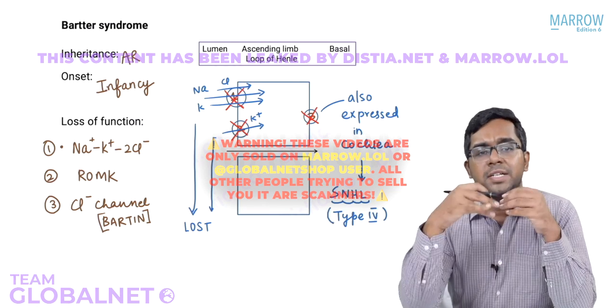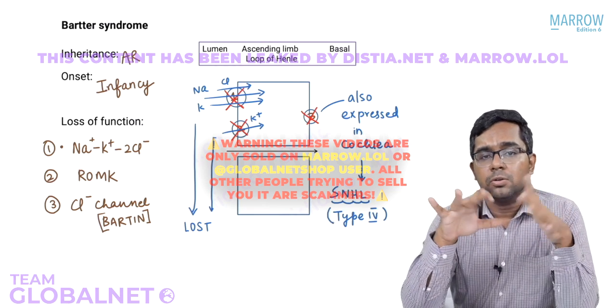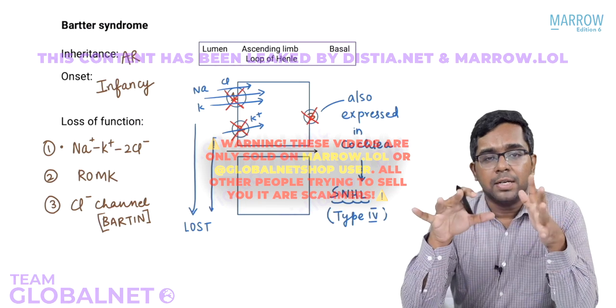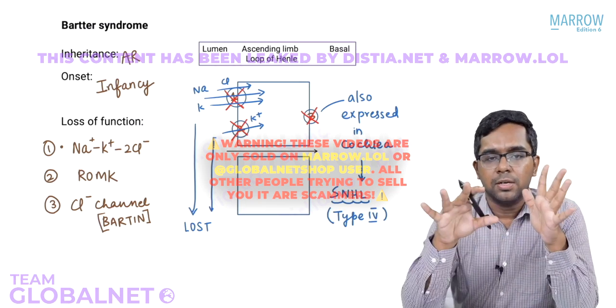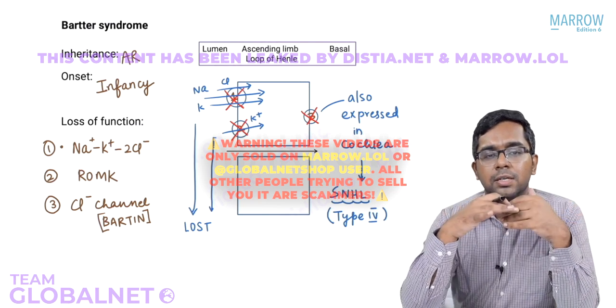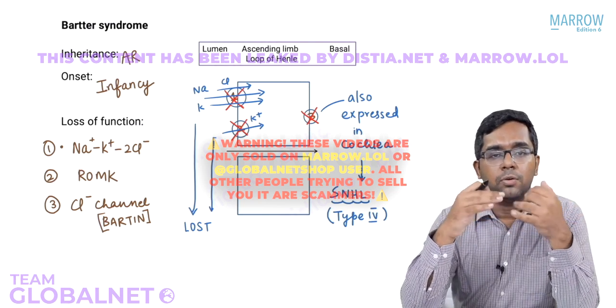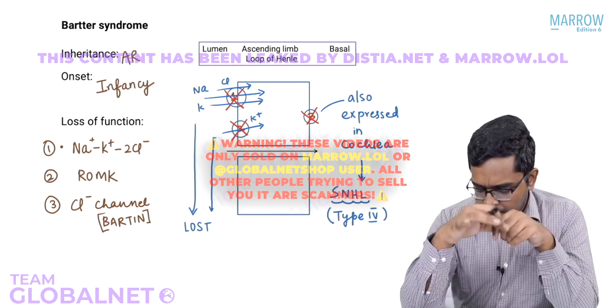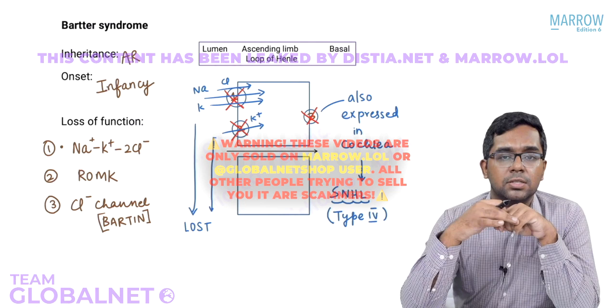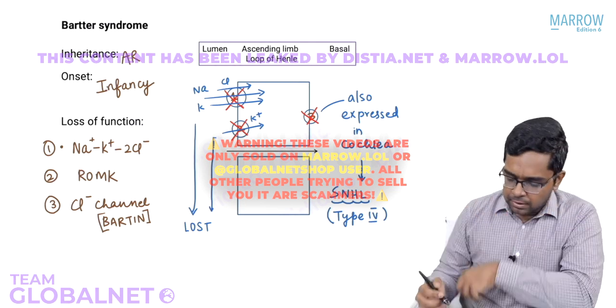Now, I don't want to concentrate much on these types of Bartter syndrome, which is not going to be asked for your exams. There are so many types, but at least just remember this: type 4 is associated with sensorineural hearing loss. That is enough. You need not know the subtypes of type 1, 2, 3, 4, 5 and all. It is not going to be asked in your exam. Just know that type 4 is associated with sensorineural hearing loss. That is enough.